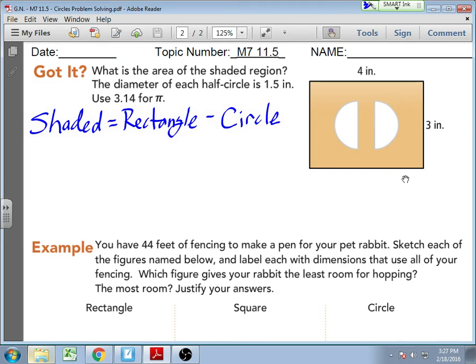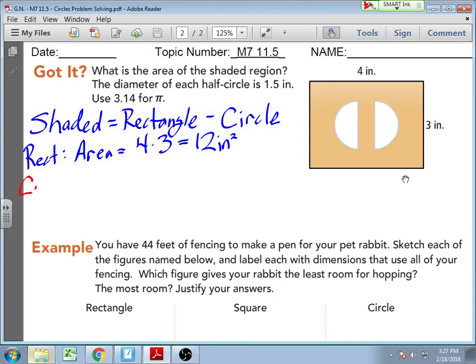So to find the area of my rectangle, I'm going to abbreviate it: rectangle area equals... How do I find the area of the rectangle, Ben? 4 times 3, which equals 12 inches squared, not 12 squared. Be careful you don't just say 12 squared because that would be something different.